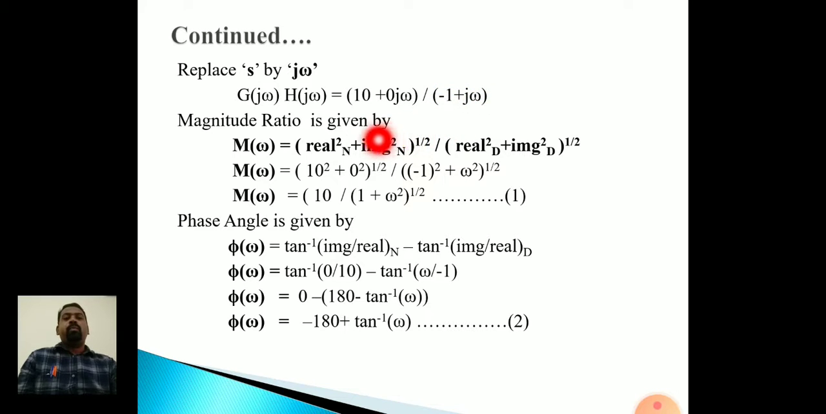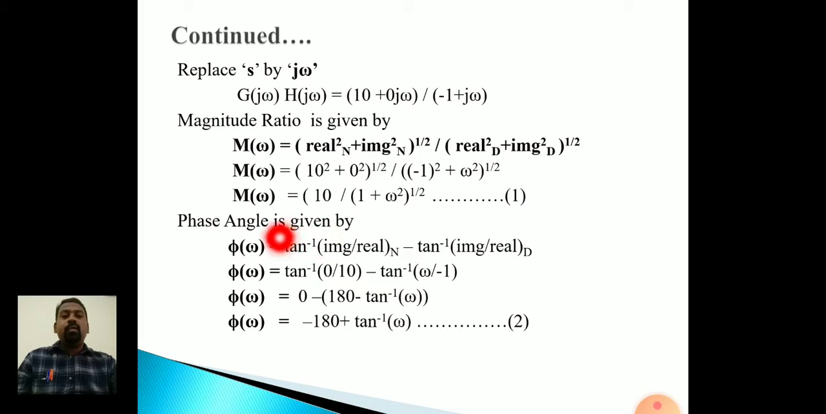Okay. So here the magnitude ratio is given by real square of numerator plus imaginary square of numerator, to the power 1 by 2, whole divided by real square of denominator plus imaginary square of denominator, to the power 1 by 2. Now substitute the values: real part 10 in the numerator, imaginary part 0, to the power 1 by 2, whole divided by (minus 1) whole square plus omega square, to the power 1 by 2. So finally the magnitude ratio becomes 10 divided by (1 plus omega square) to the power 1 by 2. Call this equation number 1.